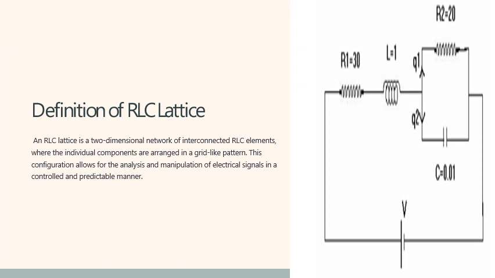Definition of RLC lattice. An RLC lattice is a two-dimensional network of interconnected RLC elements, wherein individual components are arranged in a grid-like pattern. This configuration allows for the analysis and manipulation of electrical signals in a controlled and predictable manner. Here R1 equals 30 ohms and L1 equals 1 henry, R2 equals 20 ohms and C equals 0.01 farad.